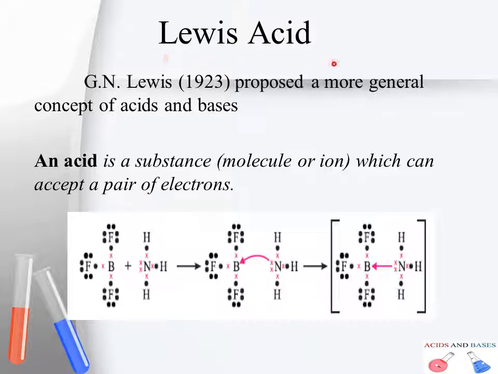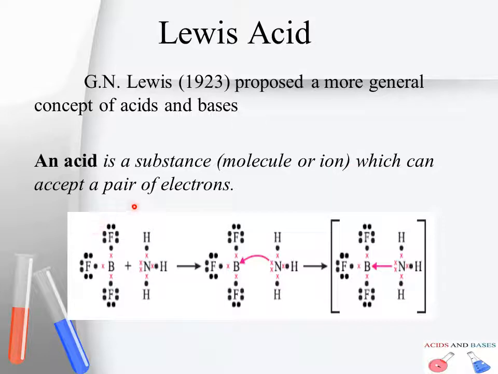So, Lewis acid. G.N. Lewis in 1923 proposed a more general concept of acids and bases. According to him, an acid is a substance, molecule or ion which can accept a pair of electrons. Now a substance can be a molecule or it can be an ion. It depends whether a combination reaction is taking place or a decomposition reaction takes place.